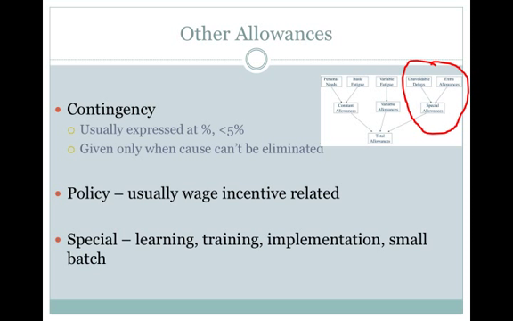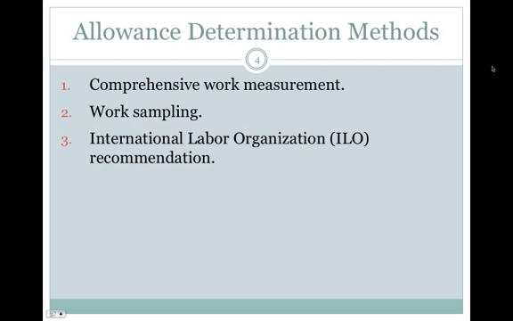Lastly, we have special allowances, which are things such as a new employee going to a new job and having to go through a learning process or a training process. I know for me at my job the past 2 summers where we were building custom electronics, I was pretty much constantly having to ask for help from other employees, so you would definitely have to factor in some sort of learning or training allowance for that.